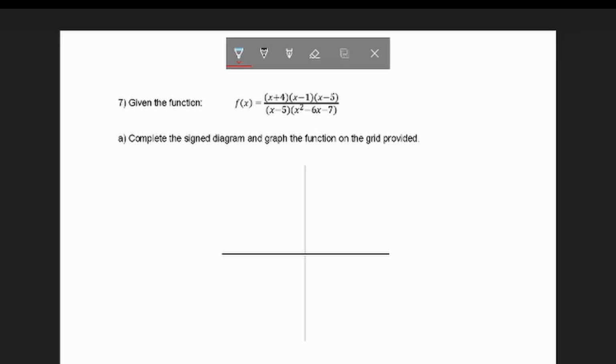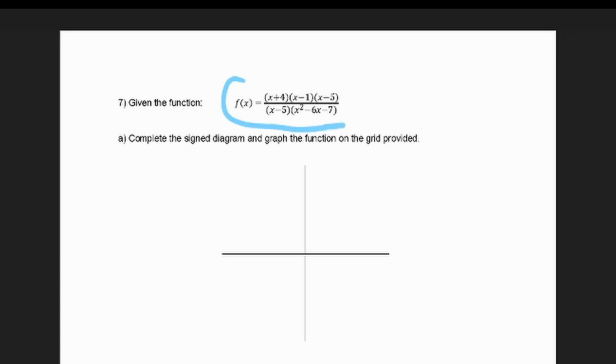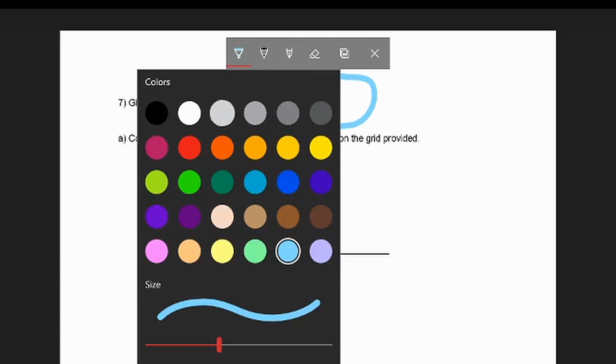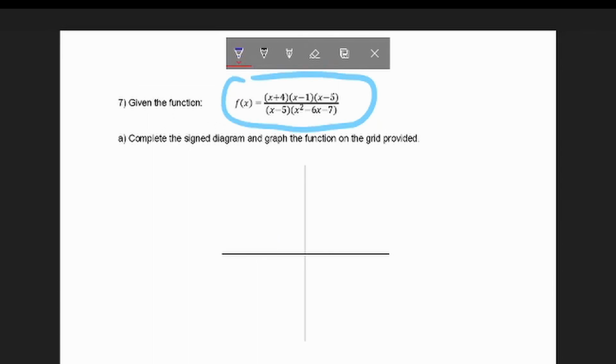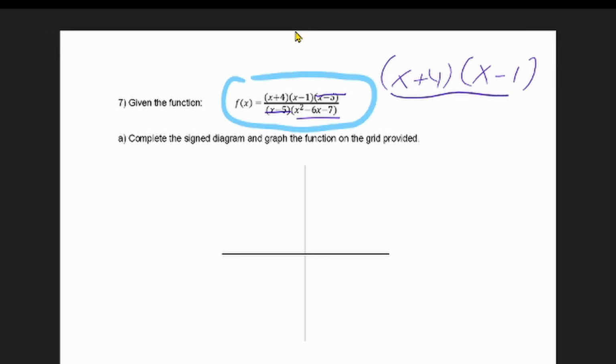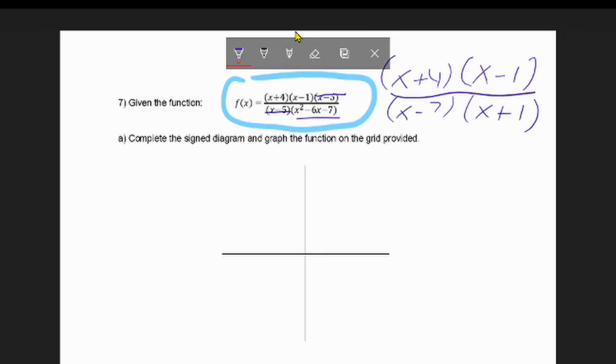We have this big function here, but the first step is always to simplify. As you can see, we already have an x minus 5 in the numerator and the denominator. So the next thing we can do is factor this out and see if any other terms cancel out. So we'll have x plus 4 times x minus 1, and this factors out to x minus 7 times x plus 1. So we can see that no other terms will cancel out here.